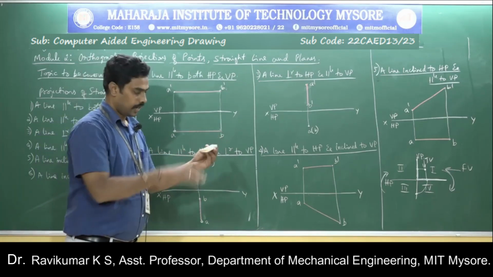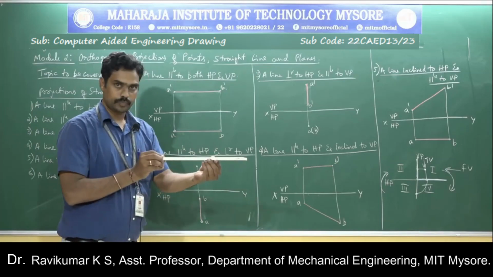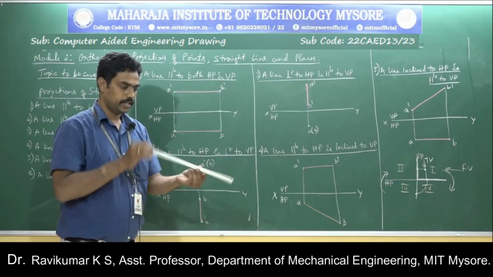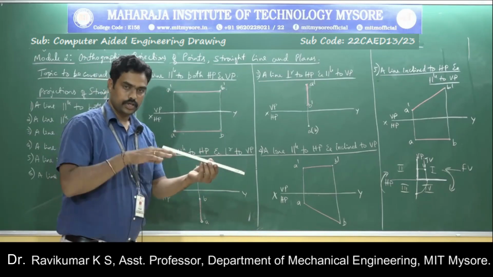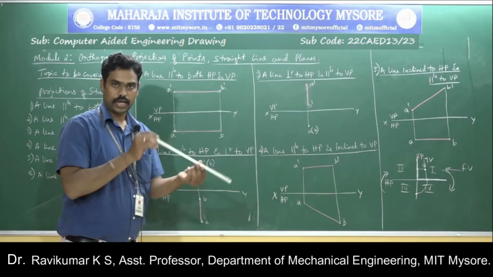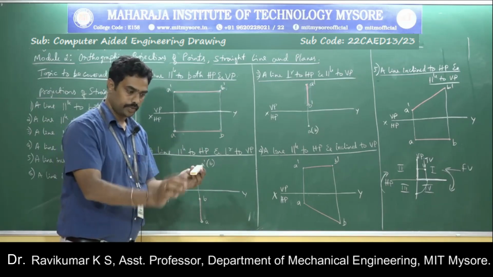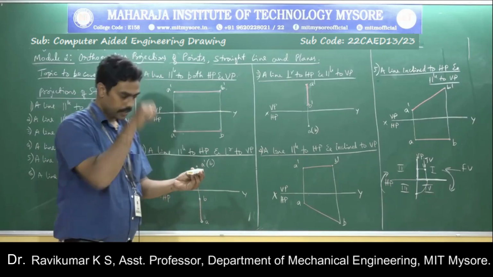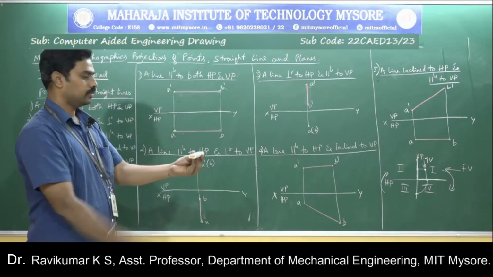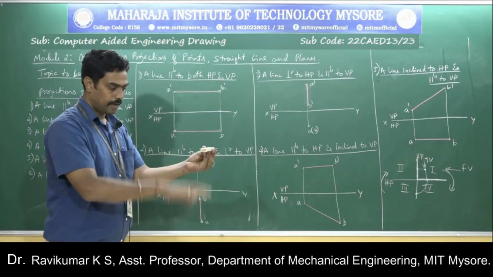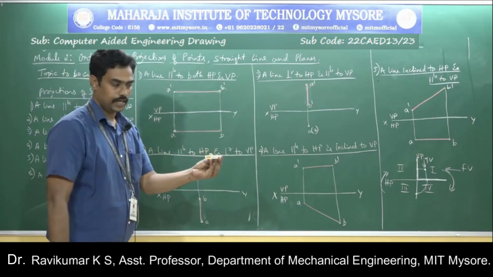So it is perpendicular to VP and it is parallel to HP. This is also parallel to HP. This is also parallel to HP. Here I am not varying the distance with respect to the horizontal plane like this. So this is parallel to HP. Again, this is also parallel to HP. I am not changing the distance. Okay. So this is the position perpendicular to the board, that is VP, and parallel to the horizontal plane.